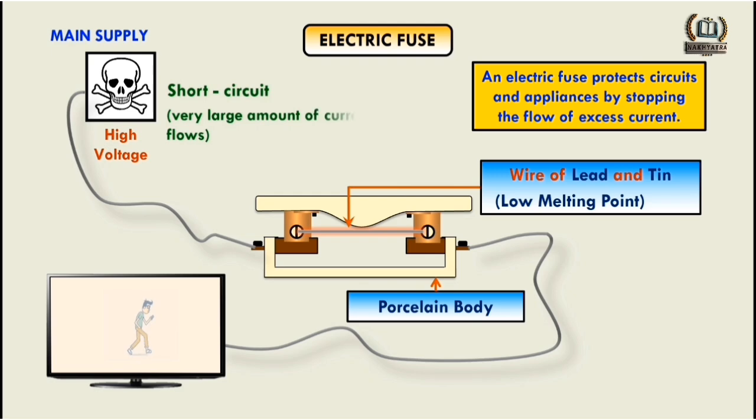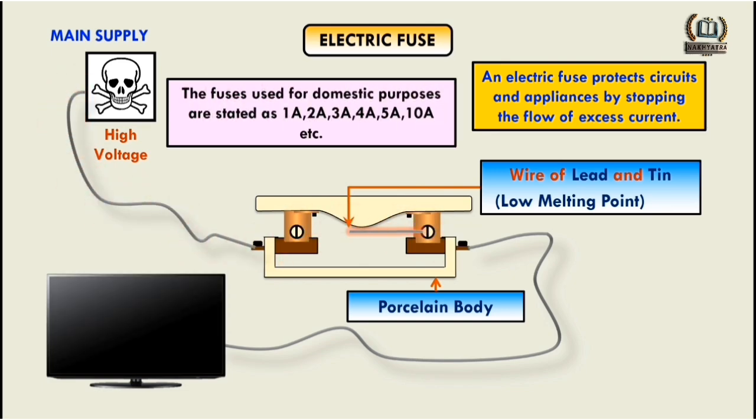But when there is a short circuit, a large amount of current flows, which we call a short circuit, okay? When the current flowing through the circuit exceeds the specified value, the wire in the fuse becomes very hot. As the temperature increases, the fuse wire melts, and it breaks the circuit. Clear everyone?